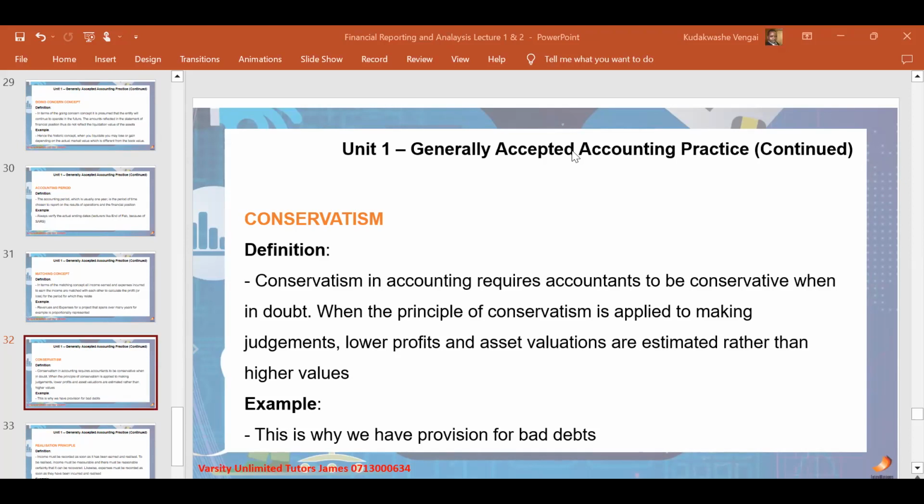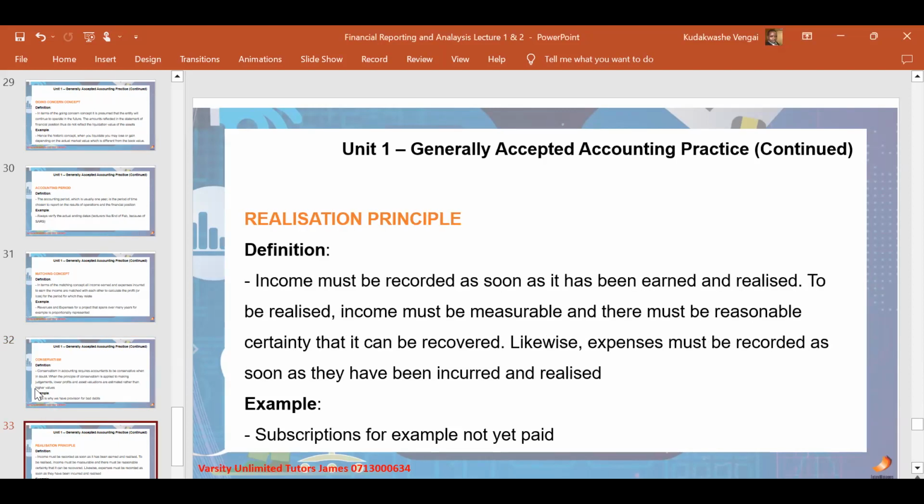So that's conservatism. Next one is the realization principle. The realization principle is we record income as soon as it is earned and realized. But if it is not earned and realized, we do not want to record it. But income, as soon as it is earned and realized, we need to record it. So it's almost the same thing as the matching concept and whatnot.